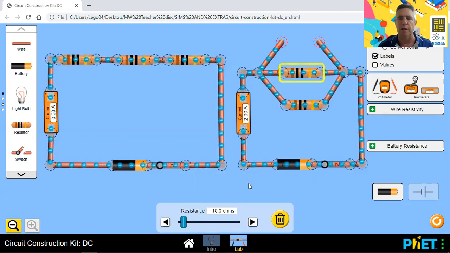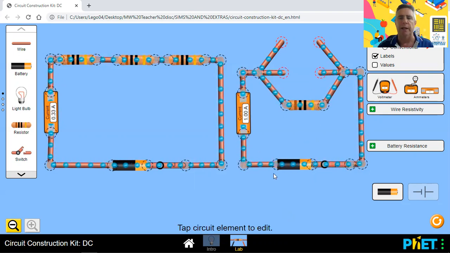I can even remove another resistor. And again, the current continues to flow through the bottom part. You will see on the ammeter, the current has got less, but the circuit has not been completely broken.